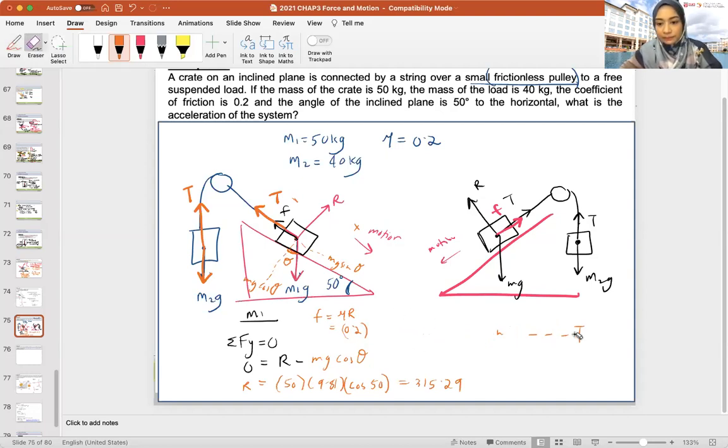Kita bottom dulu ni. Okay, 315.29. So this would become 0.2 times 315.29, which is 63.06 Newton. Okay, so this is our friction.